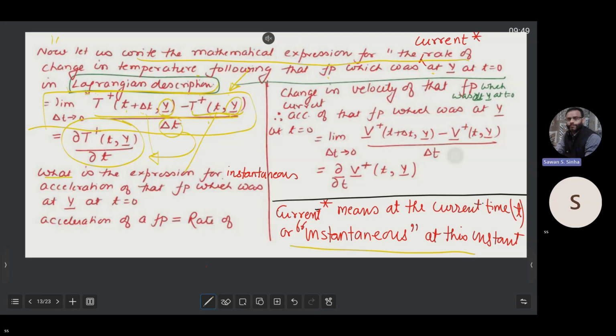Now, if I change my question, what is the expression of the instantaneous acceleration of that fluid particle which was at y at t0? Acceleration, I know, is the rate of change of velocity of that fluid particle which was at y at t0. I am interested in current acceleration. I am going to translate this English sentence into an expression first. Two measurements on velocity, one at the base location, one at the next time instant, wherever the particle is going, but I am making the measurement on the same fluid particle. I know that for sure because I am keeping this as y. And once I have written this, I realize that can also be written as a partial derivative with time itself.